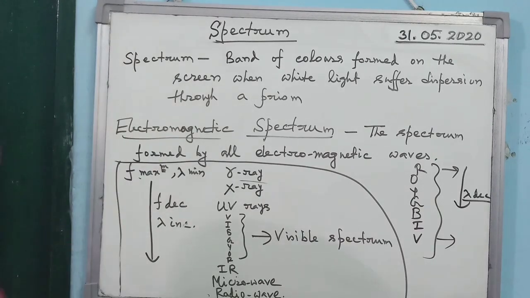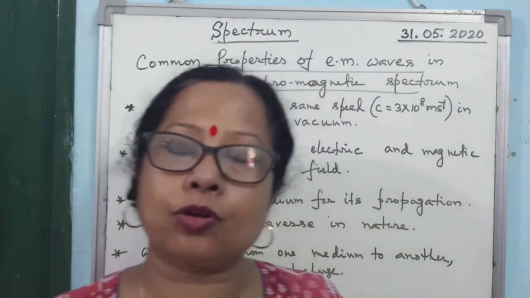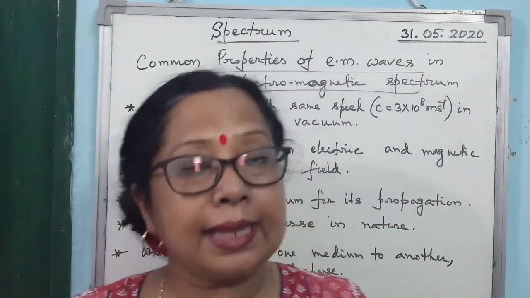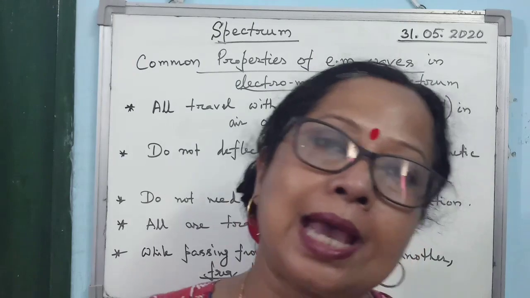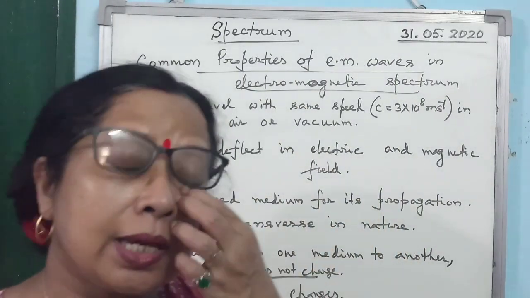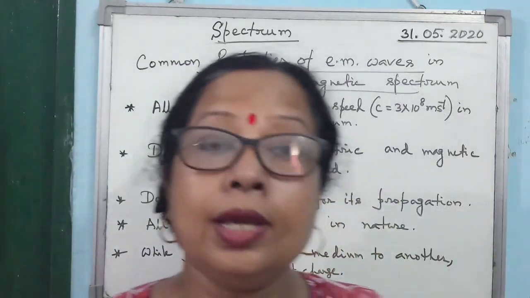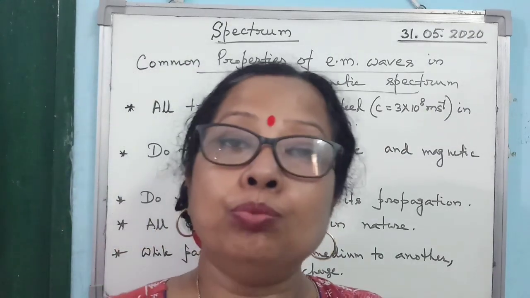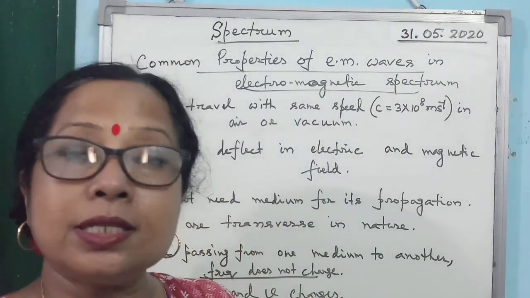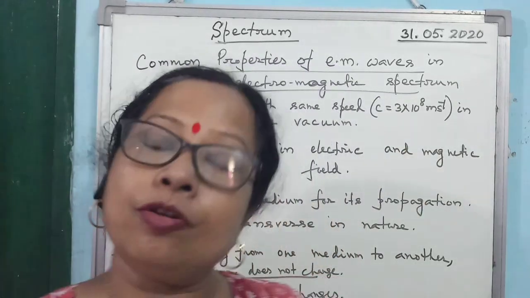So this is the example of the electromagnetic spectrum. Now the common properties of electromagnetic waves present in the electromagnetic spectrum. All of them exhibit some common properties, and they have special properties also. Today I am discussing the common properties. First common property is that as they are electromagnetic waves, all of them move with the same speed. What is the speed? 3 into 10 to the power 8 meter per second in air or vacuum.